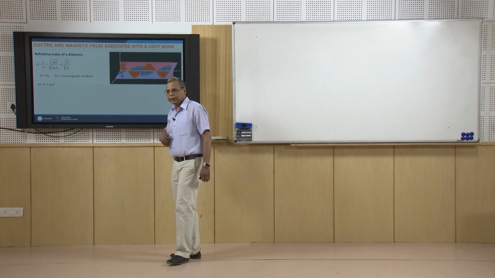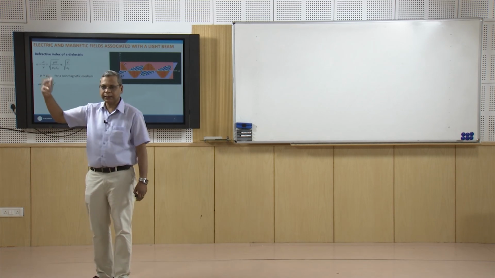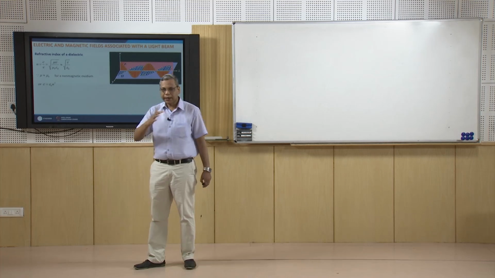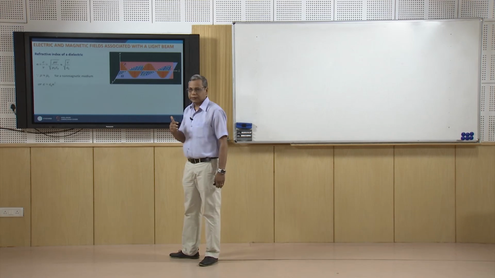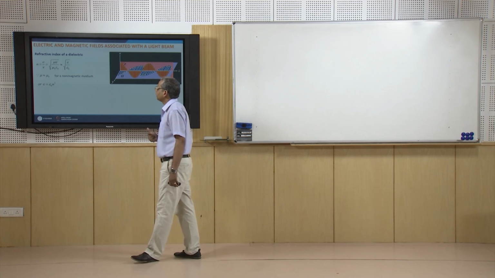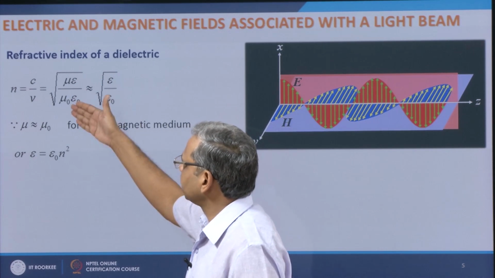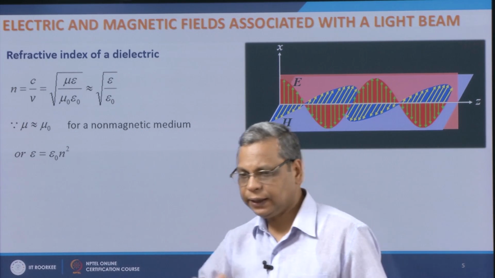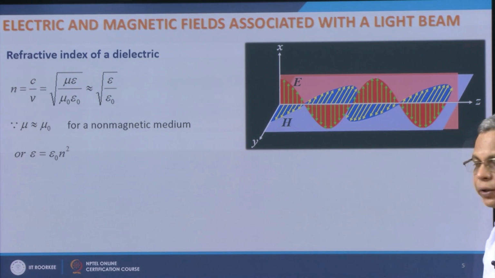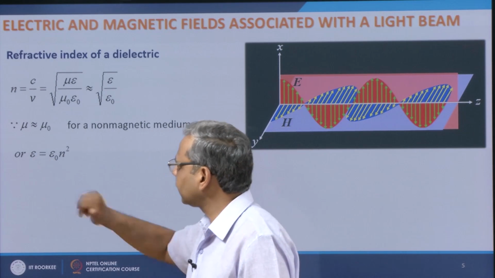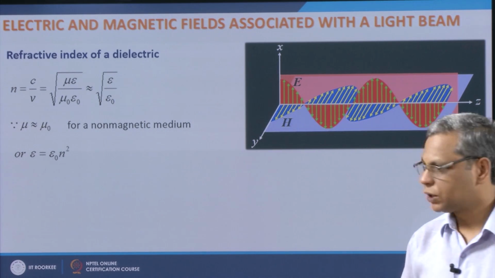What is the refractive index of a dielectric? If these waves move in free space and then go into a dielectric medium, we find that they have different velocities. This difference in velocities can be associated with a certain property of the medium, which is known as the refractive index of the dielectric, and it can be given by c by v, which is square root of mu epsilon over mu naught epsilon naught. And since all the dielectrics are non-magnetic, I can approximate mu by mu naught. So, n comes out to be square root of epsilon over epsilon naught, or I can write epsilon of a dielectric medium as epsilon naught times n square, where epsilon naught is the permittivity of free space.